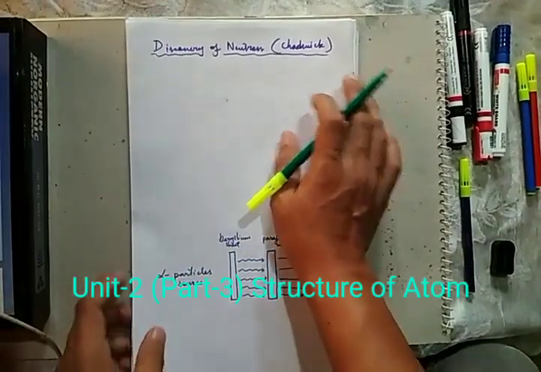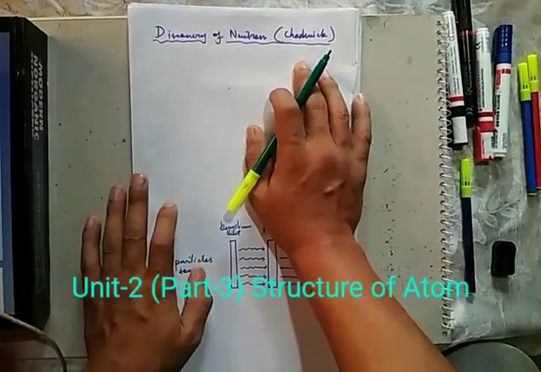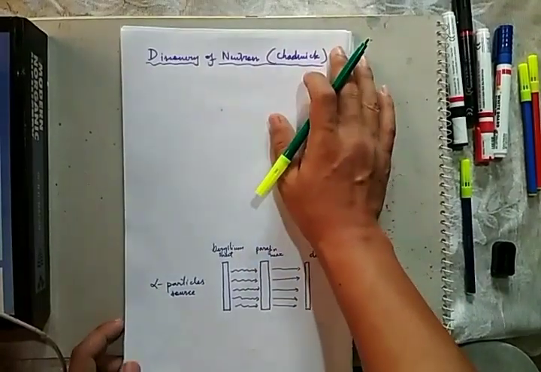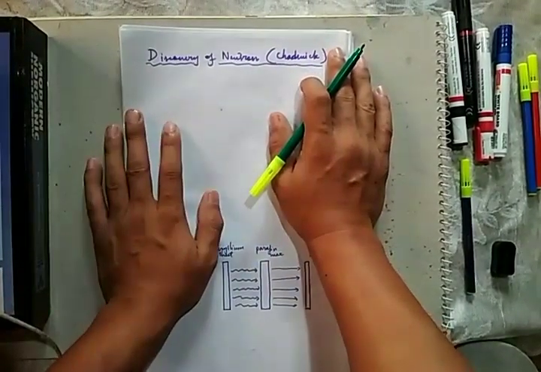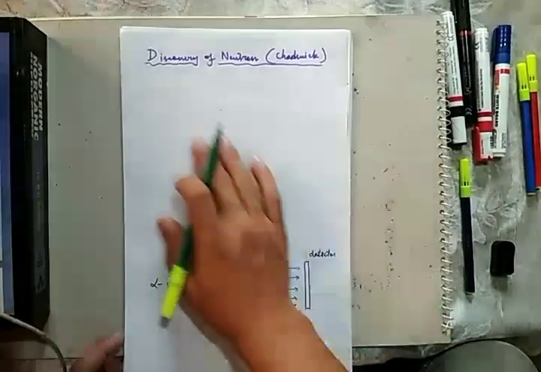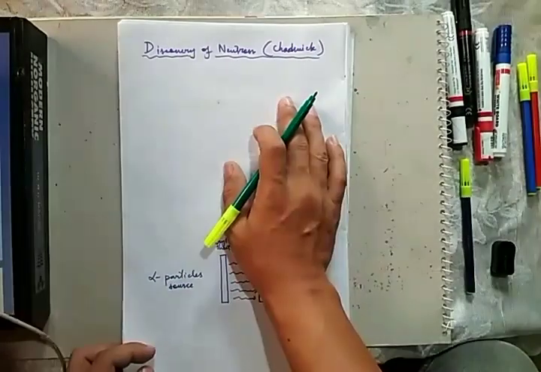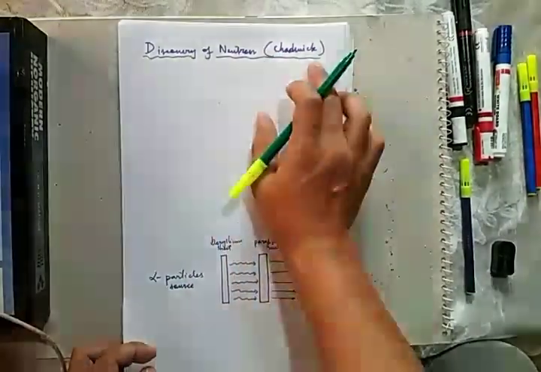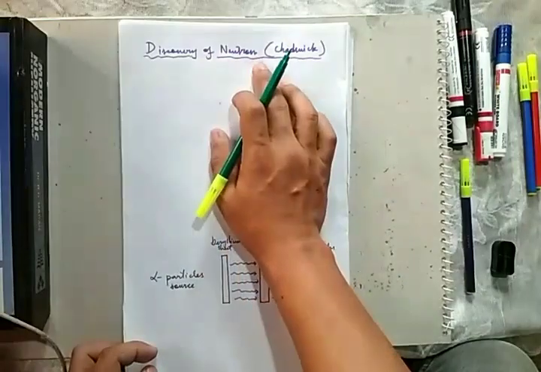Hello everyone, today our discussion will be on the discovery of neutrons. In our previous tutorial class, we discussed the discovery of protons and electrons. Now we are going to discuss the discovery of the neutron. So Chadwick discovered the neutron.